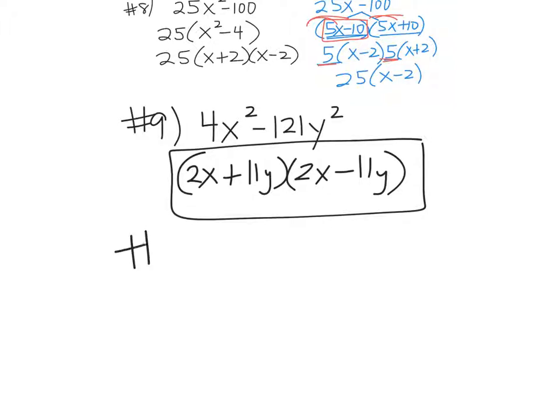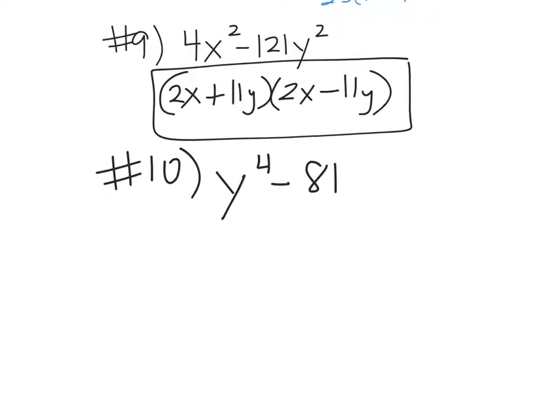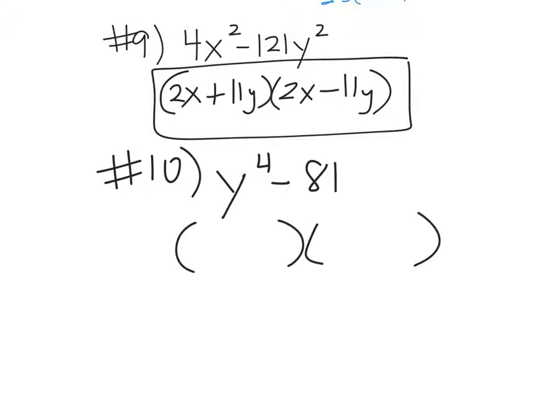All right, last one, number 10. This one's a little extra. Here we go. Let's say that you have y to the 4th minus 81. Now, that y to the 4th might scare you a little bit because we haven't seen anything like that yet. But this is still the difference of two perfect squares.